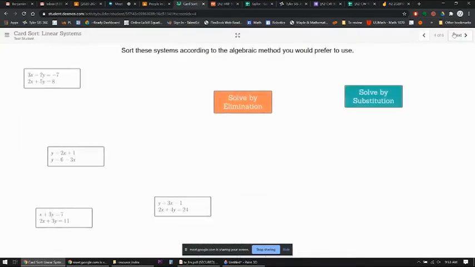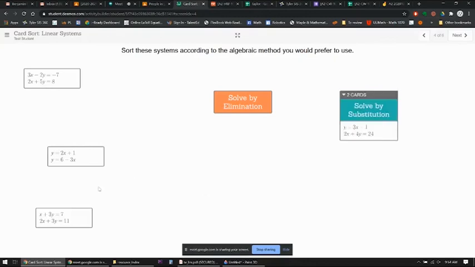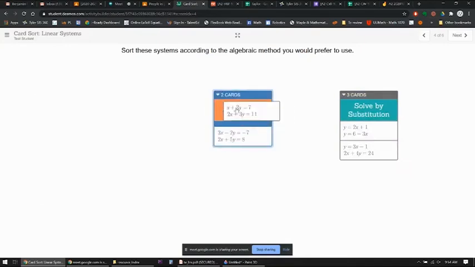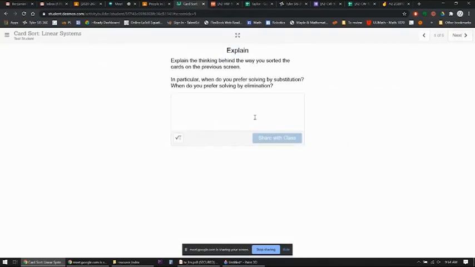You click next. Tell me which method you're going to use. Substitution, that's what we did the other day. The method we're doing today is elimination. Pick which one you're going to use for which. So I'm going to say substitution. Substitution. Elimination. Elimination. And then it's going to ask, why did I choose what I did?